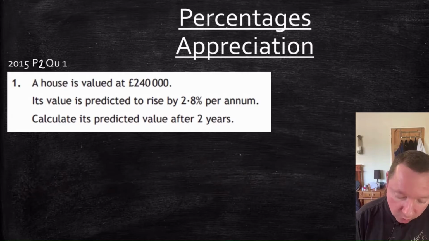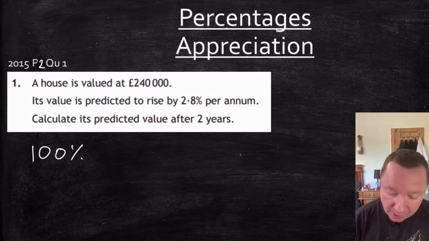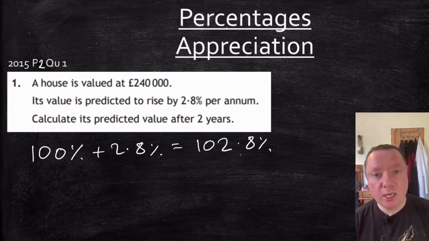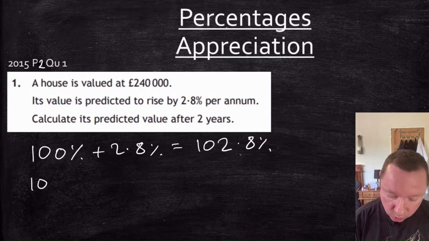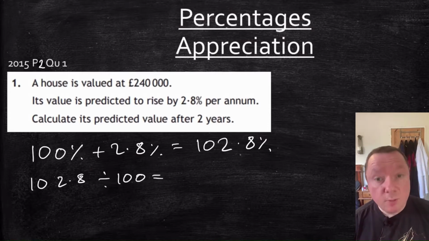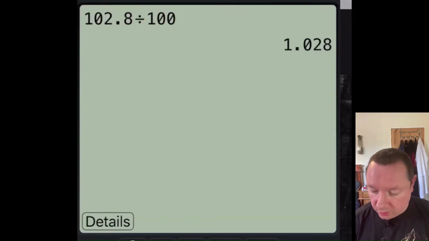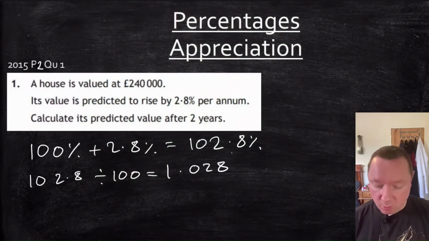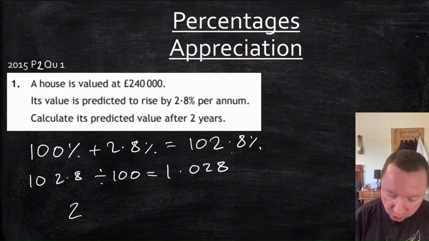So we're starting off with 100%, and it's rising by 2.8%. So that gives me 102.8%. Now we need to change that to a decimal, so we'll do 102.8 divided by 100. And to be safe, I'll use a calculator. 102.8 divided by 100 is 1.028. So that is my key number, that's my multiplier.